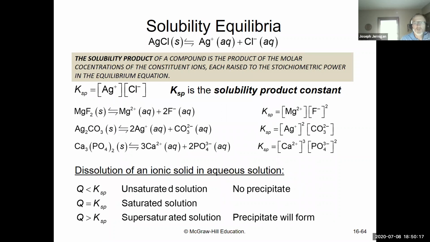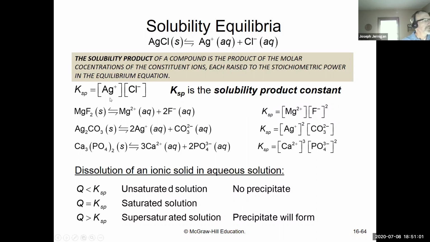We're going to shift gears. We're going to move forward and talk a little bit about solubility equilibria here. This is an example of silver chloride in equilibrium with silver ion and chloride ion. So silver chloride is a solid, and it does not dissolve very much in water. It's what we call sparingly soluble, okay? And it produces some ions of silver and chloride, but on a concentration basis, it typically is very low. The solubility product of a compound is the product of molar concentrations of the constituent ions, each raised to the stoichiometric power in the equilibrium equation.